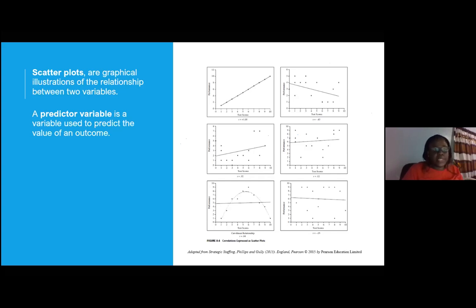Now, another term to note is predictor variable. Remember, we mentioned that there are two variables in this relationship. The one that is used to tell the value of the relationship, that is, how much one thing affects the other, is known as the predictor variable. It is used to predict the value of an outcome. For example, using test scores to predict performance, as in the example R equals negative 0.05 above.